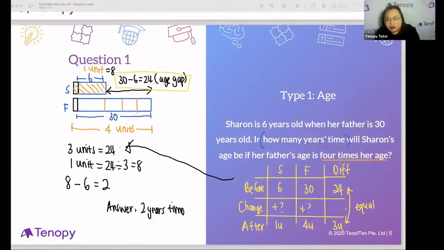It's just whether you prefer to draw it in a model or you prefer to do it in a table. Okay? But one thing to take note of is whenever the question asks about age, you have to remember it links to constant difference. An age gap between 2 persons never changes. So a classic question is always about age. Definitely, Victoria, you can stick to your model, it's fine. I'm just trying to expose you to different types of methods. There's no right or wrong, which method is the best method. It's just what you prefer. Okay, so now this is type number 1.